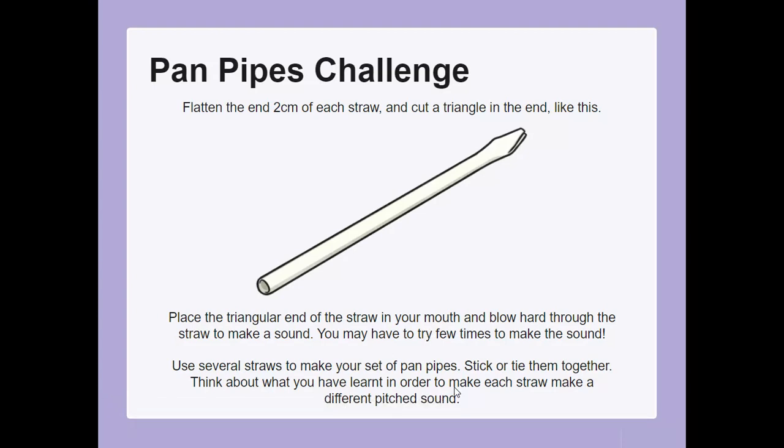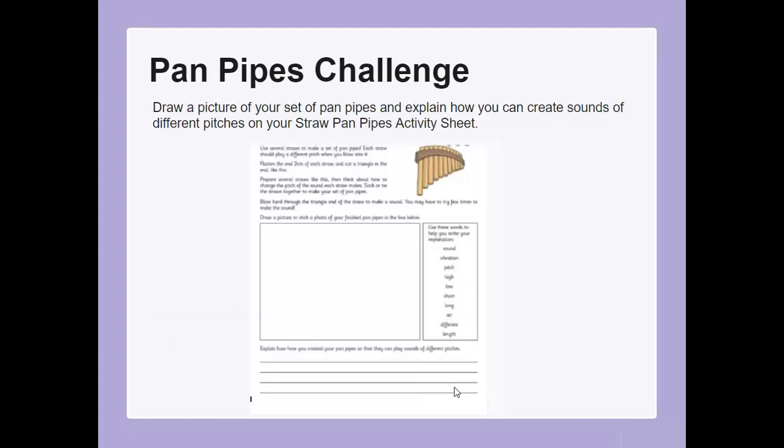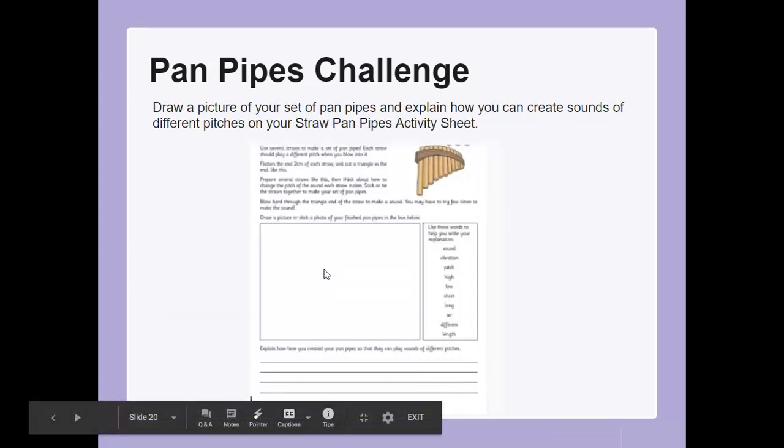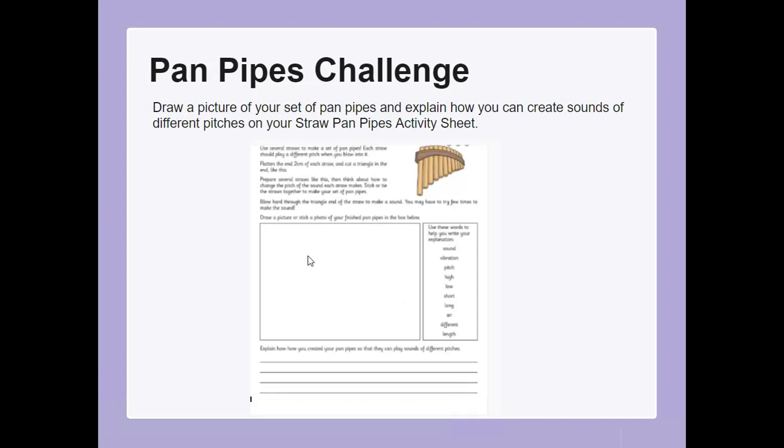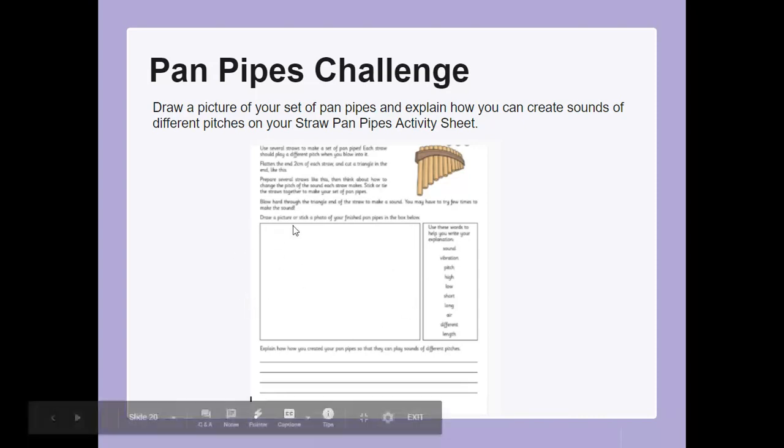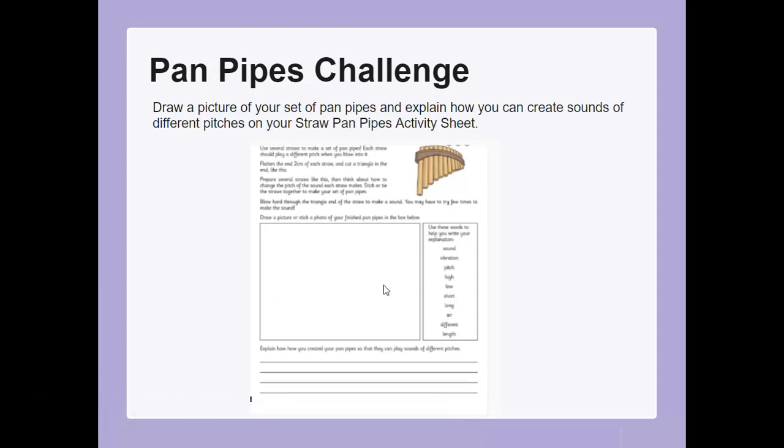Think about what you have learnt in order to make each straw make a different pitched sound. Draw a picture of your set of panpipes and explain how you can create sounds of different pitches on your straw panpipes activity sheet. So you can do this by actually making it, but you can also find a video online if you don't want to make it or you don't have the time to. Okay, as long as you've done your observations of the instruments earlier, that should be enough.